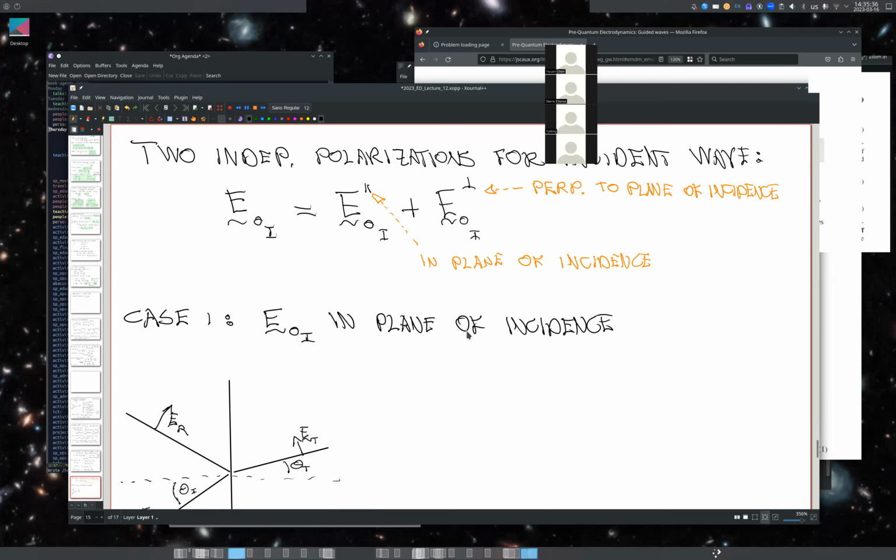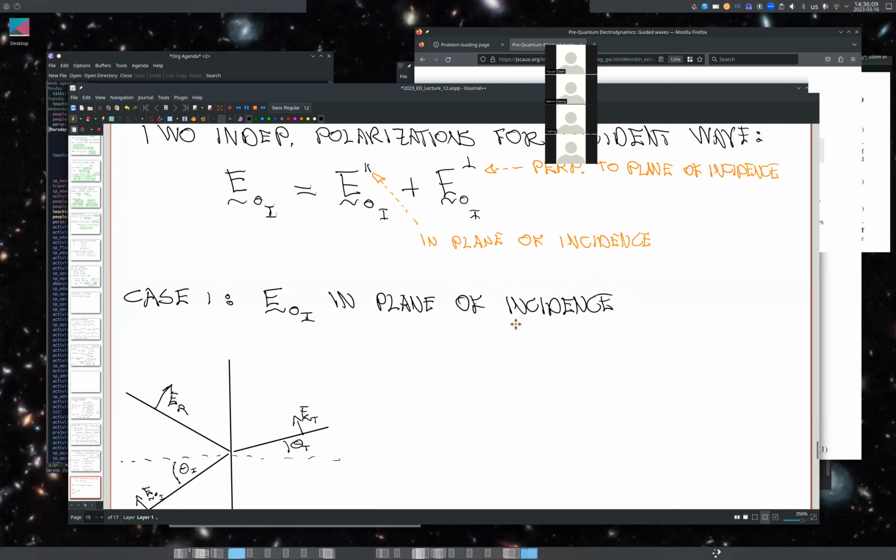Fortunately, once again, because of linearity, these are two independent waves. So I can just say that whatever wave you give me is a linear combination of a wave which has a polarization in the plane of incidence plus a wave that has a polarization perpendicular to the plane of incidence. Any wave can be decomposed like that. Okay, so now we can do the calculations for these two polarizations separately. Let's do the first one.